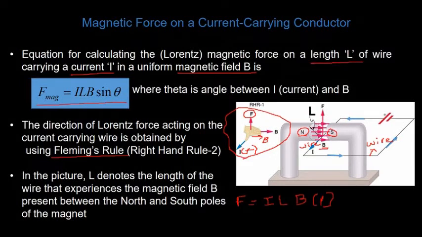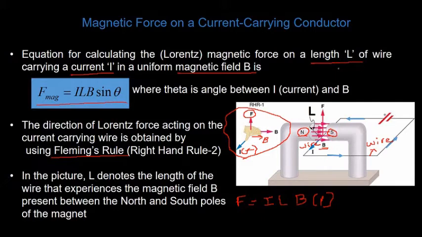In this slide, we talk about calculating the magnetic force on a current carrying conductor. In the previous slide, we had studied the Lorentz force acting on a single positive charge. We found the formula for calculating the value of Lorentz force, and also used Fleming's right-hand rule to find the direction of Lorentz force.